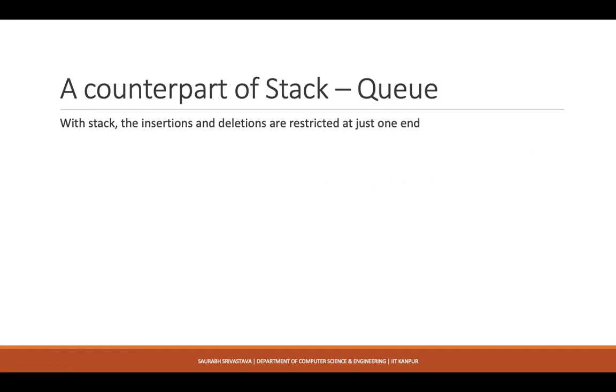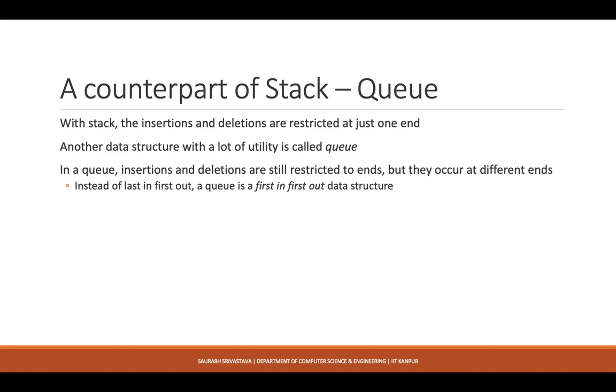A counterpart of stack, another data structure that is often used, is the queue. With a stack, the insertions and deletions are restricted to just one end. With a queue, we still restrict the insertions and deletions to the ends, but now we use both the ends. Instead of just the higher end of the array, I use both the lower end as well as the higher end. And essentially, instead of having a last in, first out pattern, a queue is a first in, first out data structure.